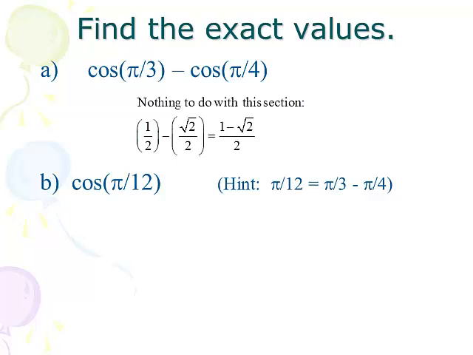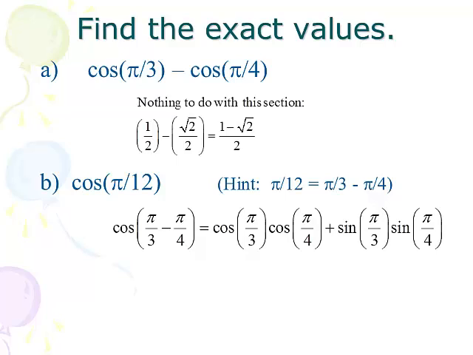And this has nothing to do with this new material that's in this section. You end up with 1 minus square root of 2 over 2. Next up, though, we're going to find the cosine of pi over 12. So from the formula sheet, we want to find the cosine of pi over 12. So that's going to be the cosine of pi over 3 minus pi over 4. If you take pi over 3 minus pi over 4, you get pi over 12.